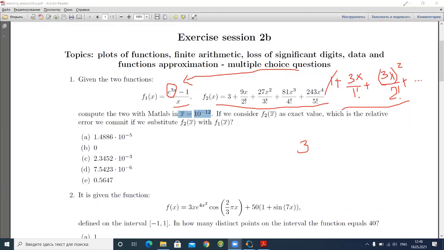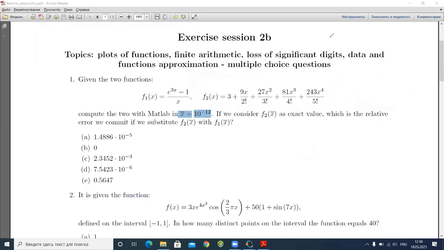You mean the second equation is the Taylor expansion of this one? The first one, yes. Okay. Yeah, of the first one. Taylor expansion of the first one. Just if you open with Taylor expansion, yeah, it's here just finite expansion. It's not infinite expansion. This is finite expansion till fifth power here.